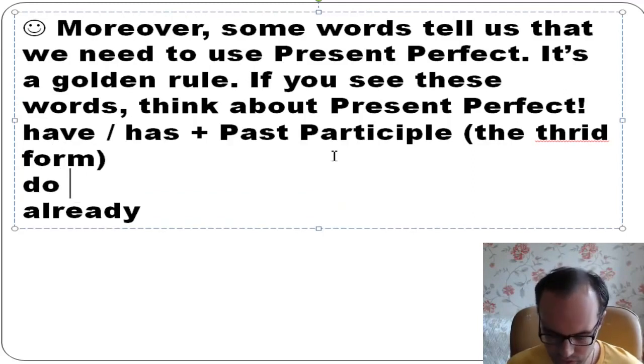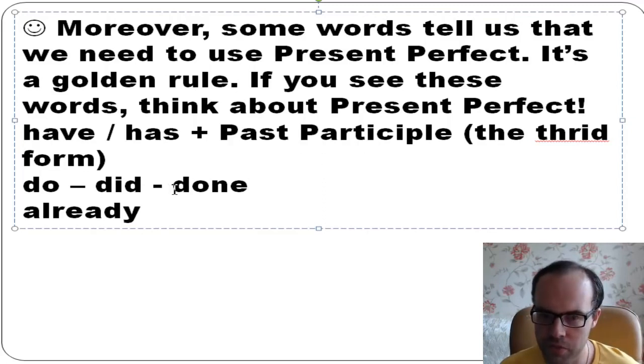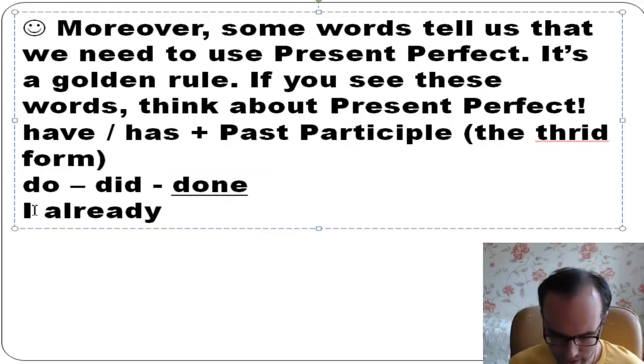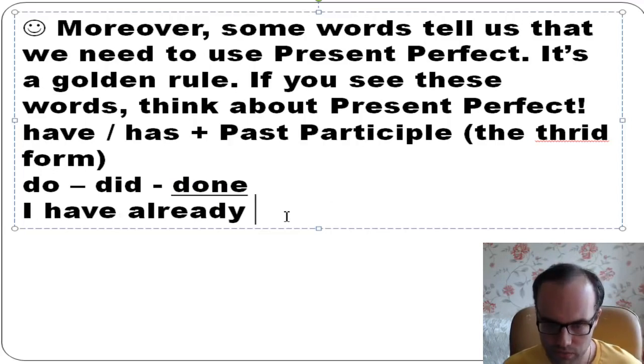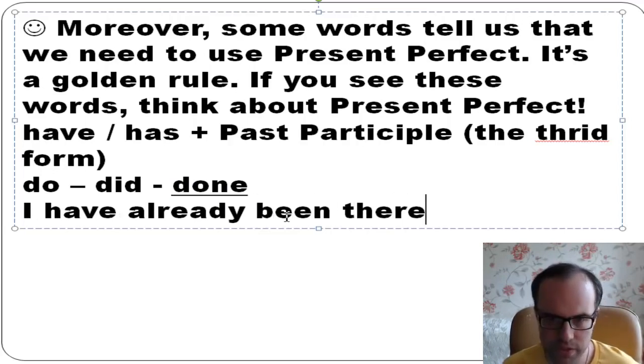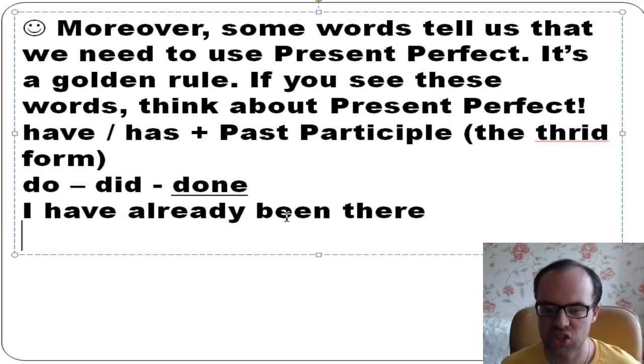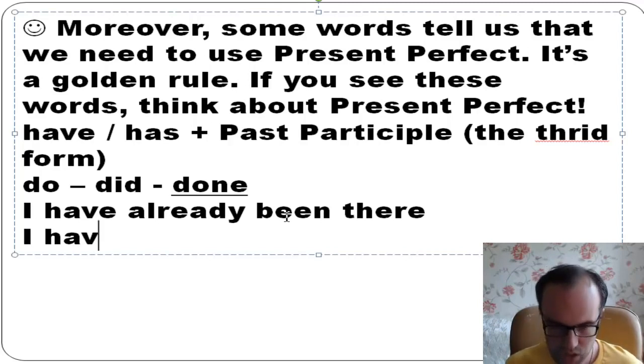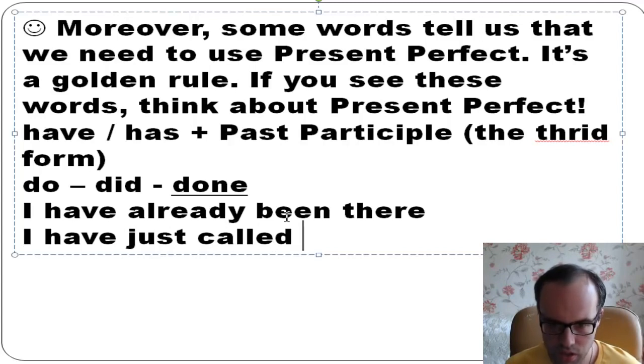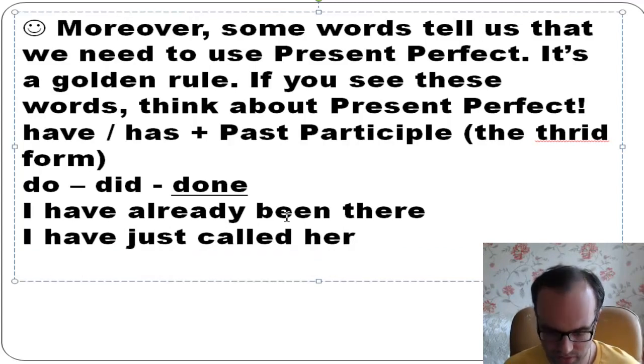So for example, do, did, done. So what is past participle? It's done. It's the third form. So, already: I have already been there. Next, just: I have just called her.